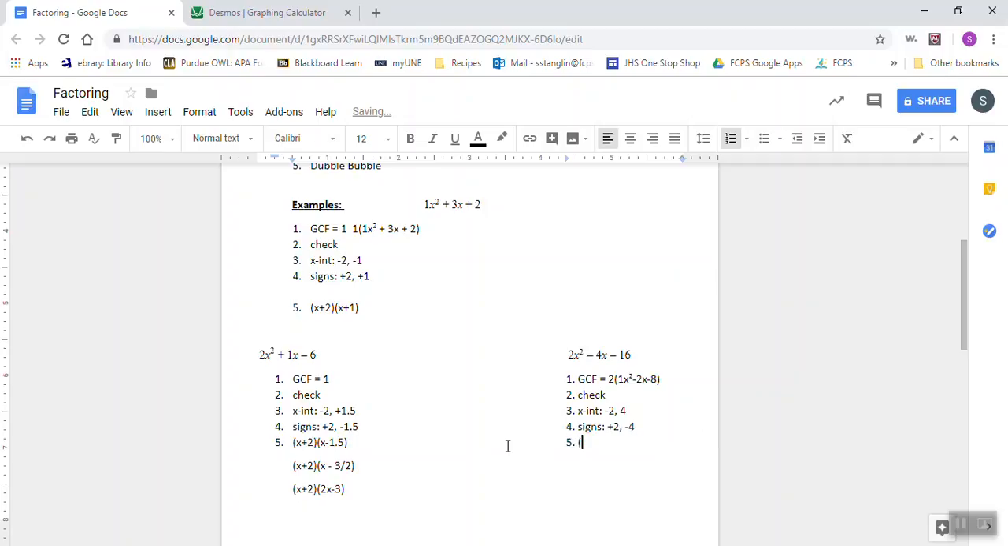So now we're ready to set up the factors. So it's going to be x plus 2 and x minus 4. And we're going to need to go back and include this 2 at the front. So then our factors are 2, x plus 2, and x minus 4.